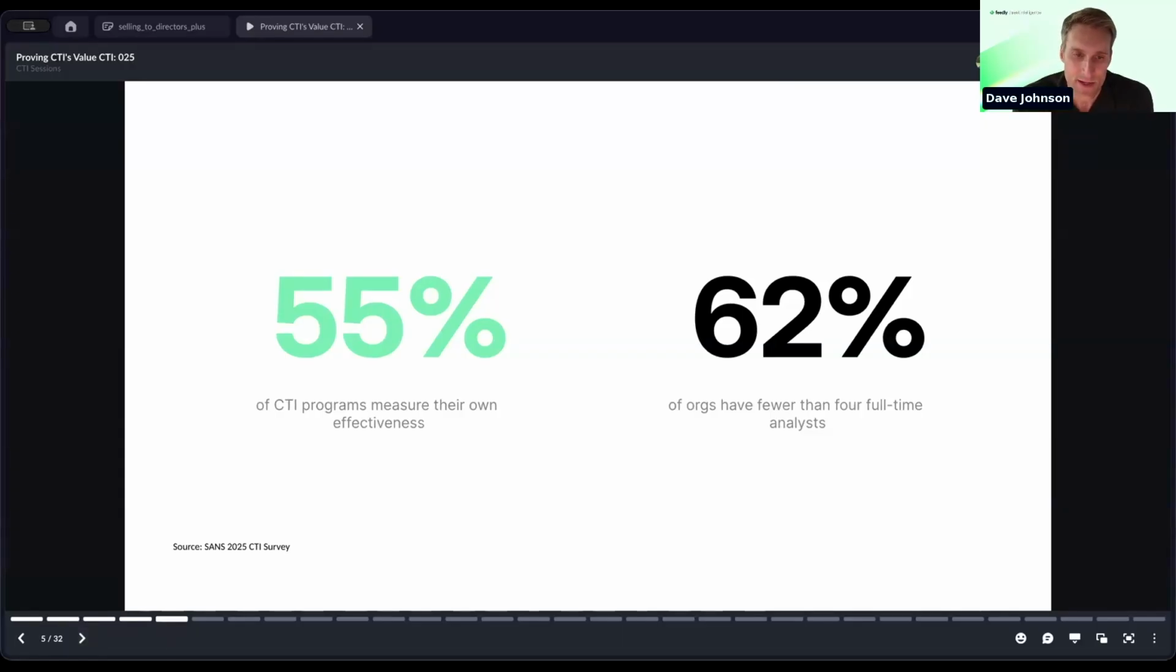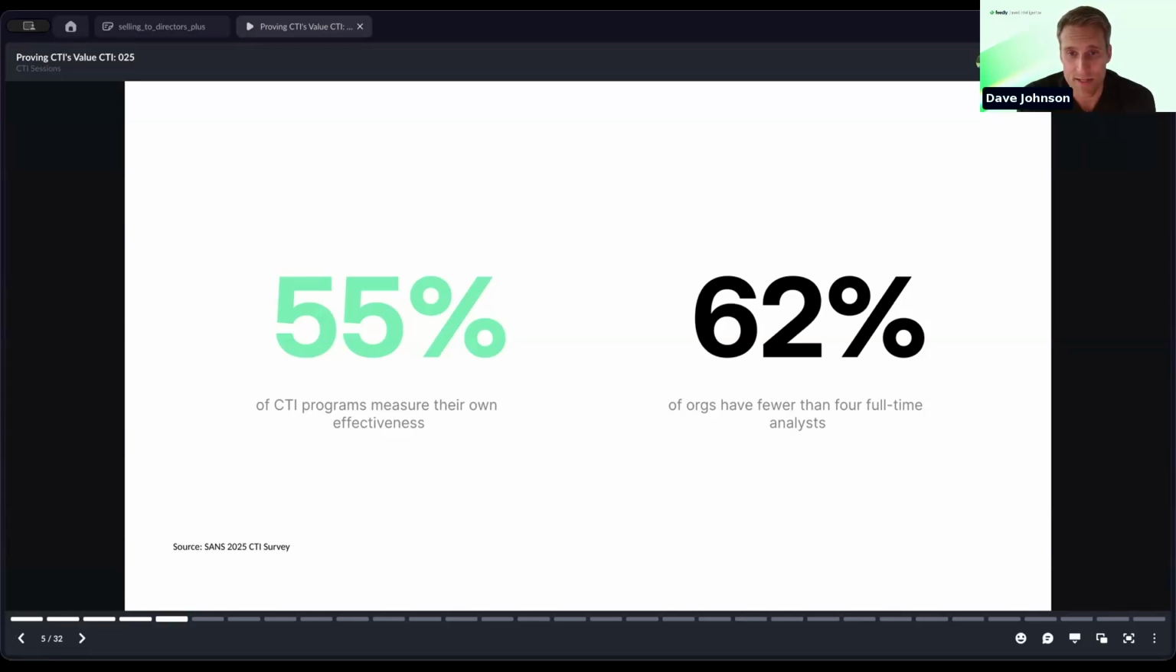I thought, we talk about metrics, but how many teams actually do this? And about half don't. They don't really measure their own effectiveness. This could be because of the metric on the right, where a lot of organizations have fewer than 4 full-time analysts. When I started at my last company, I was the first analyst we had.